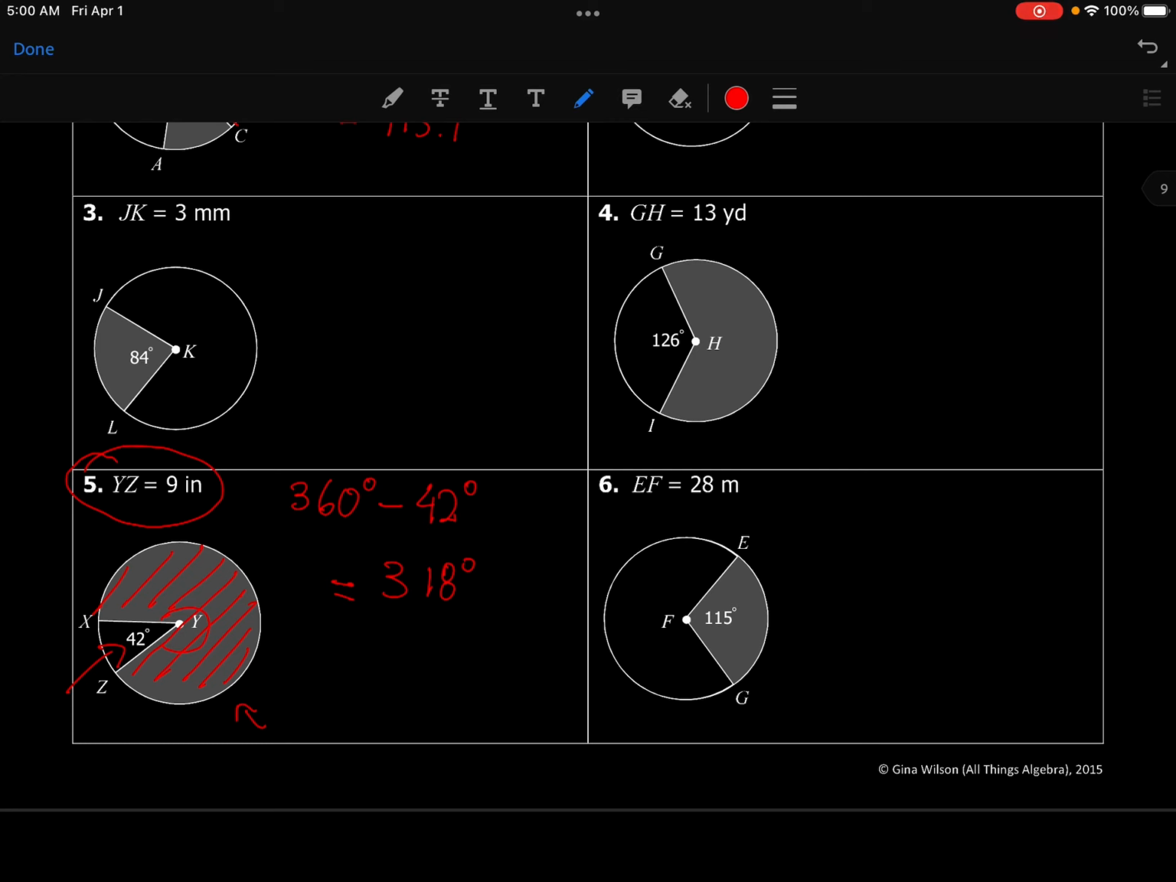Now, we can find the area of the shaded region. The area of the shaded region is 318 degrees divided by 360 degrees. How much of the circle do we have? Times the area of the entire circle, pi times the radius squared, which we found is 9 squared. And that will give you an answer of around 225, I believe. And that is it.